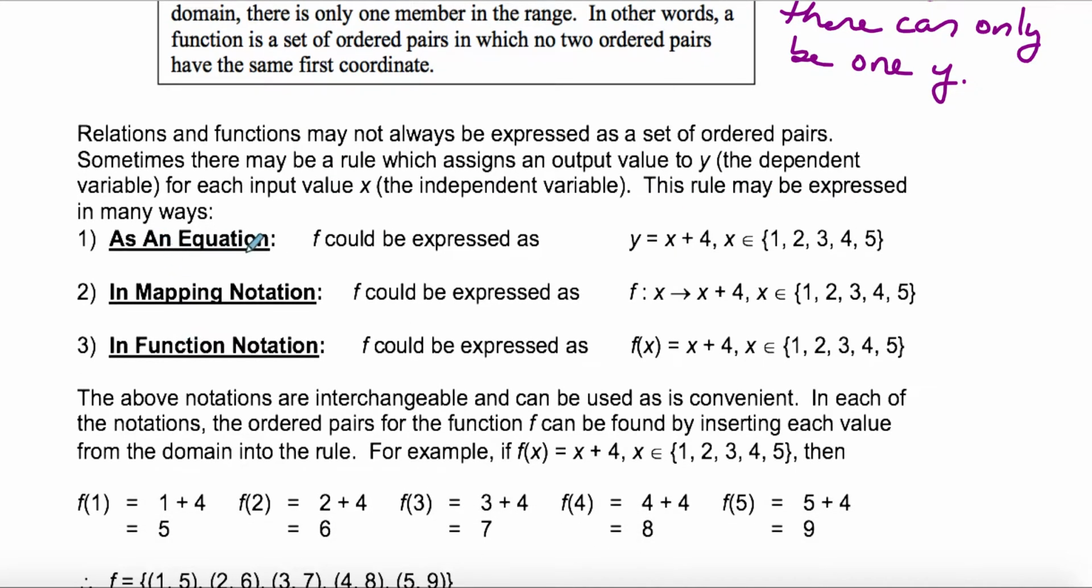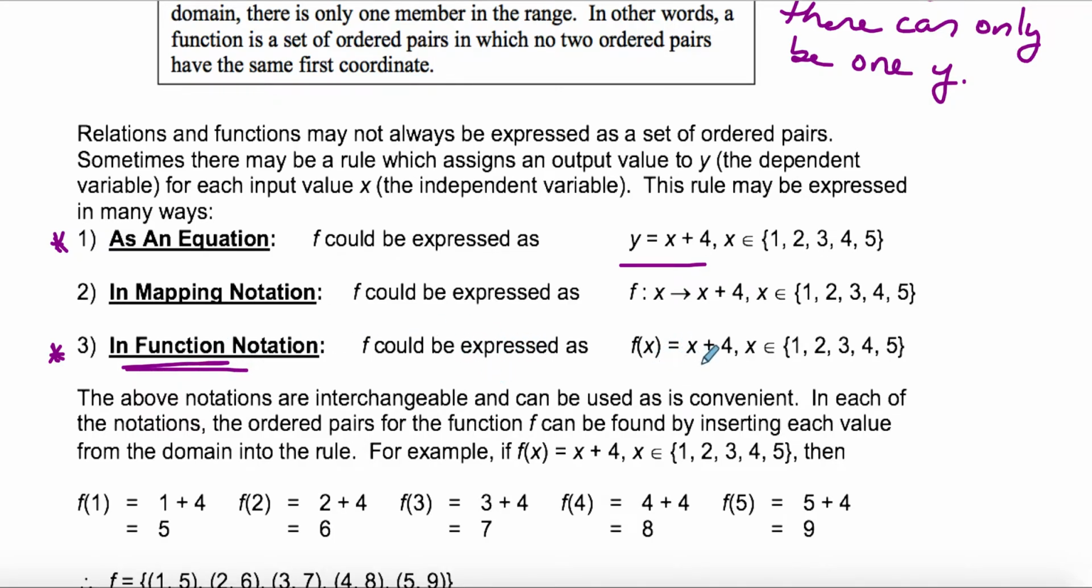So as an equation, f could be expressed as y equals x plus 4. So we've seen equations that look like that with y. It kind of looks like y equals mx plus b, for example. And then our x values might be 1, 2, 3, 4, 5. Mapping notation, that's one that I don't see as often. I think this is common, and you've seen equations that look like this before. We mostly are going to use function notation now. So this is the one that you'll see most often.